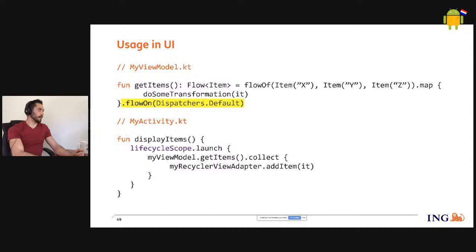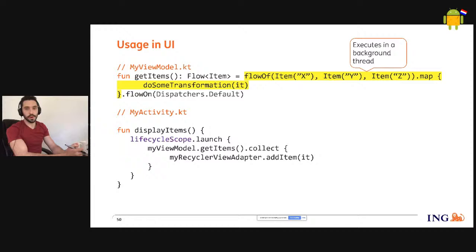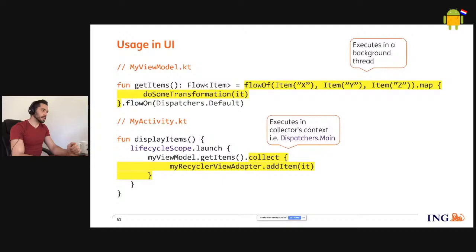But if you want to control the threading, we can add the flowOn operator onto the flow, which will change the threading upstream and not downstream. Everything above, of course, will execute in this case in a background thread. The collection is happening on the collector's context, and in this case it is Dispatchers.Main, because the lifecycleScope is using Dispatchers.Main. But if you have a different scope or you define a different dispatcher, collect will be using that dispatcher.